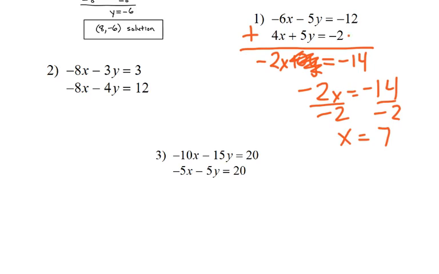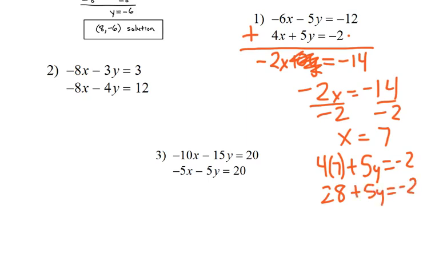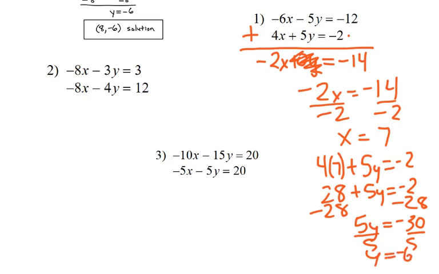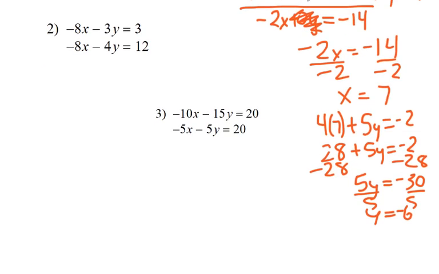Then I grab one of these equations, and instead of x, I put in our new value of x. Then we solve for y, and we get our y value of negative 6. So my point, 7, negative 6, that's where these guys would intersect. Okay, that's what our answer is. All right, now looking at number 2.